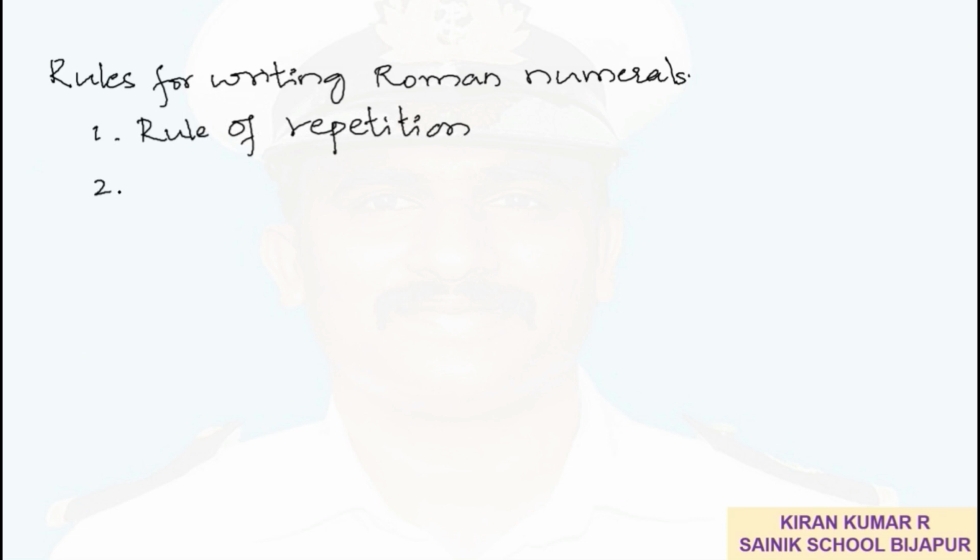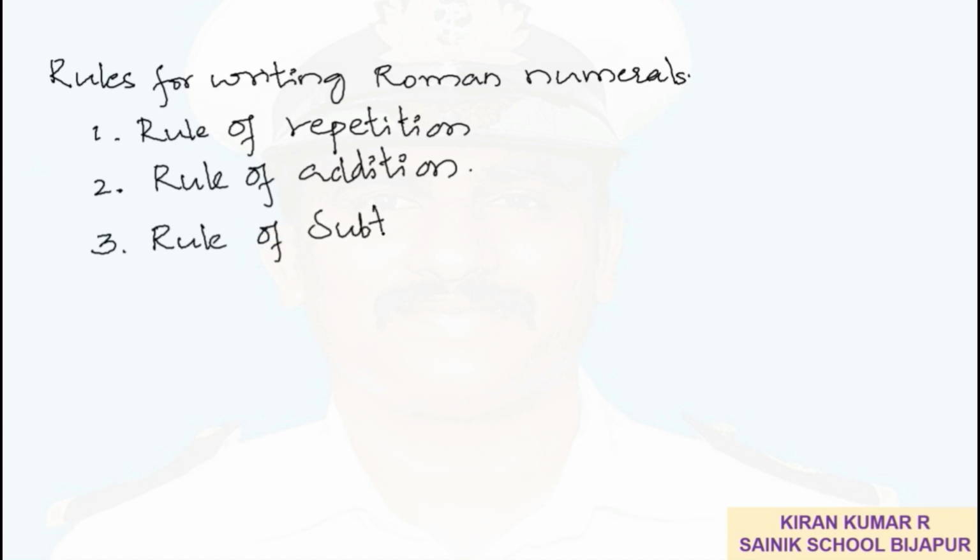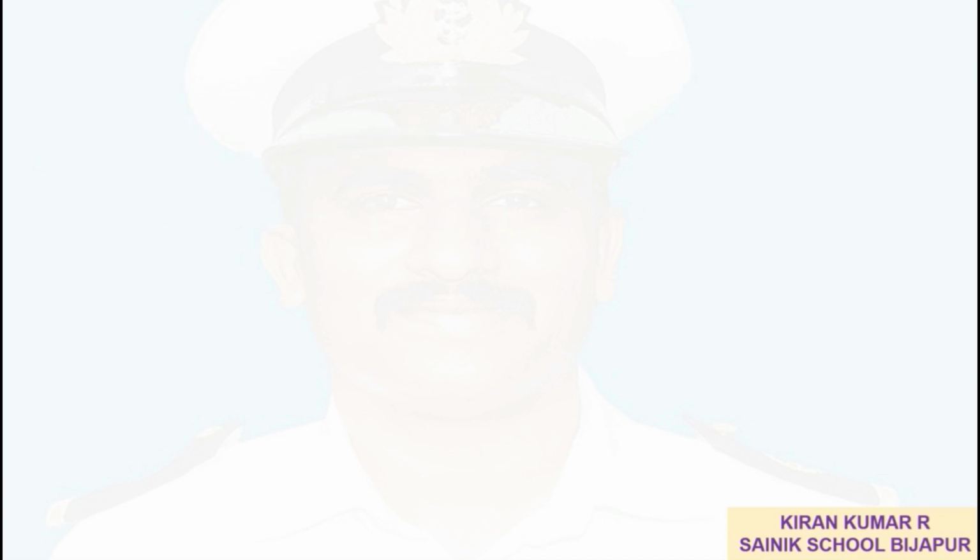The second rule is called the rule of addition. And the third rule is called the rule of subtraction. Let us learn these 3 rules one by one in detail. Rule number 1, rule of repetition.